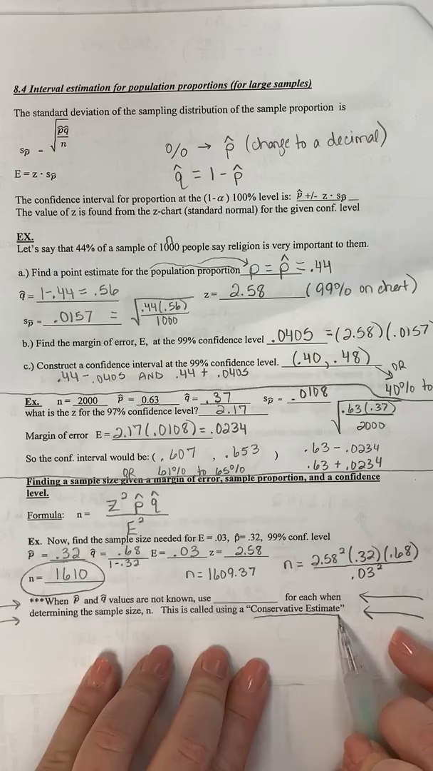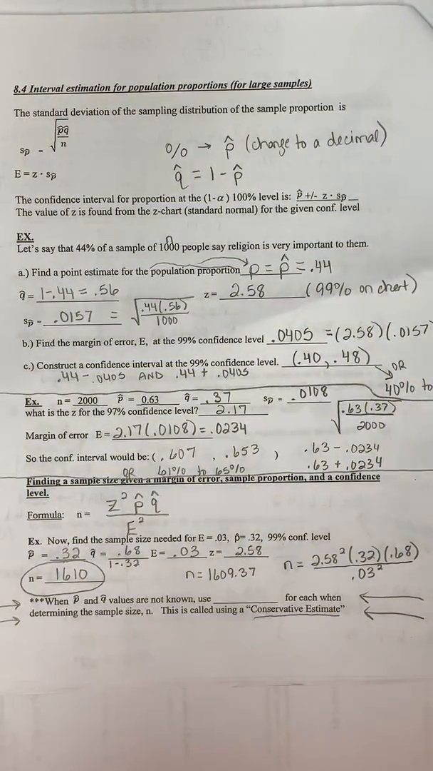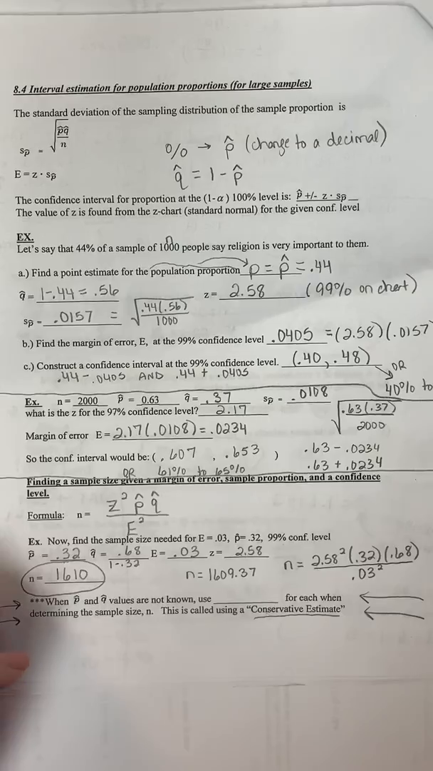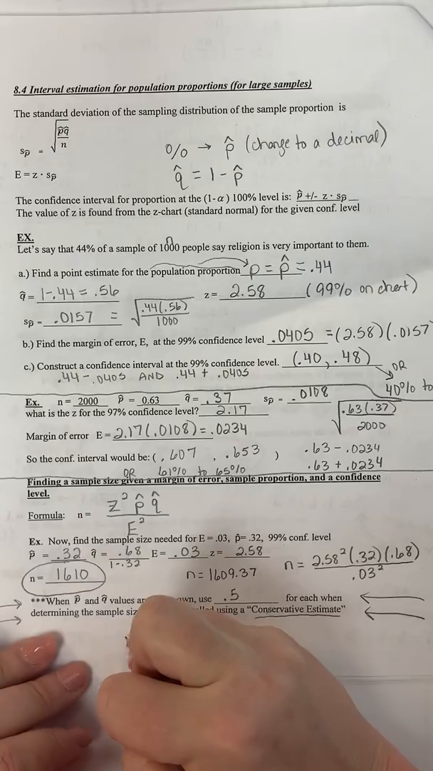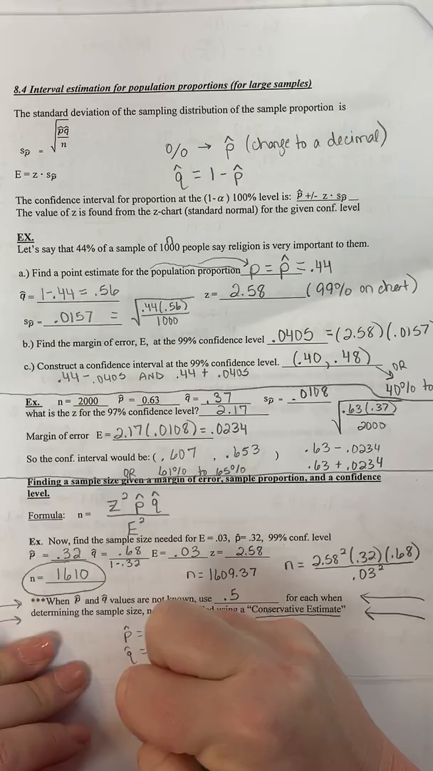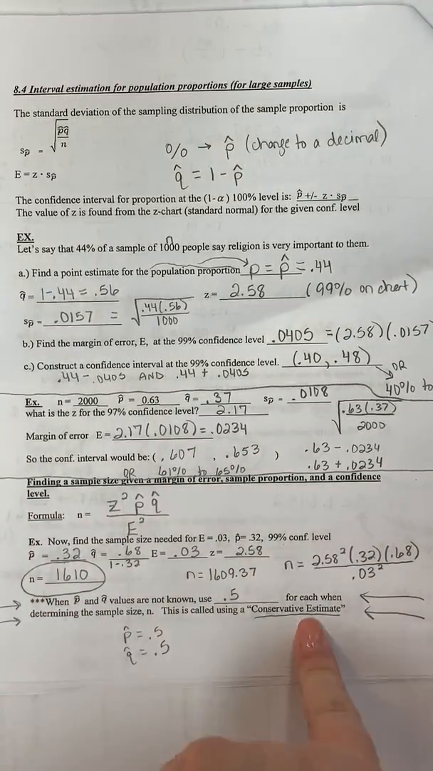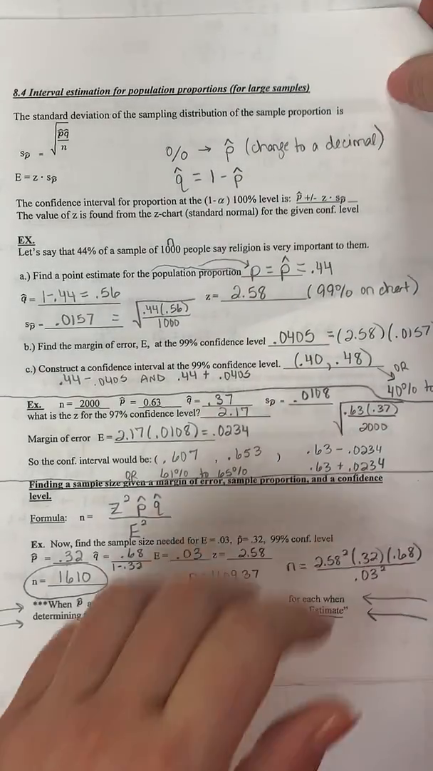When you see a problem asking you to use a conservative estimate, that means we don't know p hat and q hat. We're not sure what they are. In that case, we're going to use 0.5 for each one. We are going to say p hat is 0.5, and q hat is 0.5 in both cases. Whenever you see conservative estimate, use that. If it doesn't say that, use what they give you.